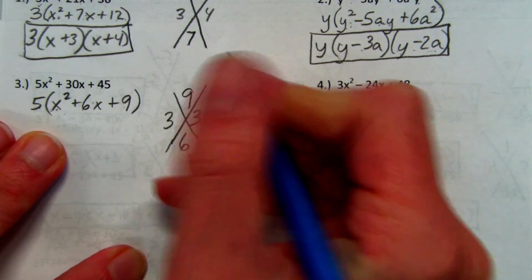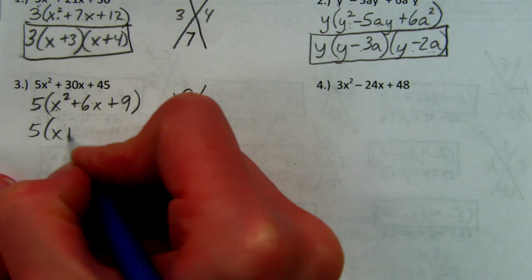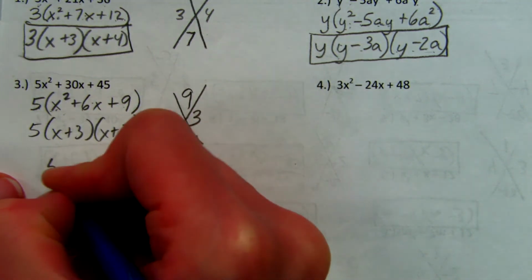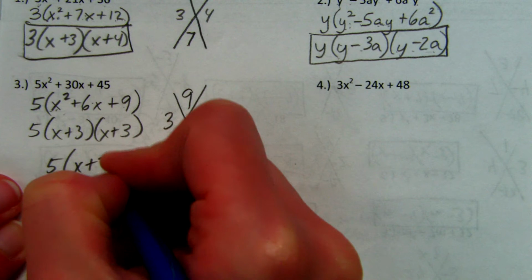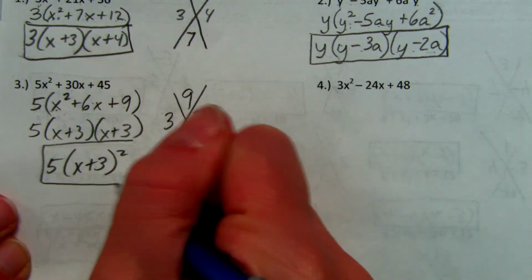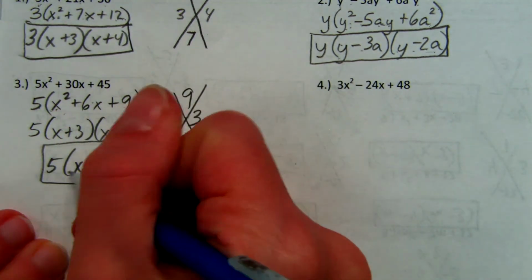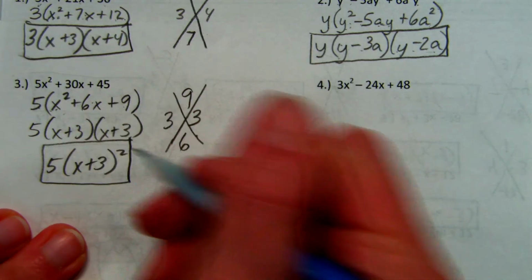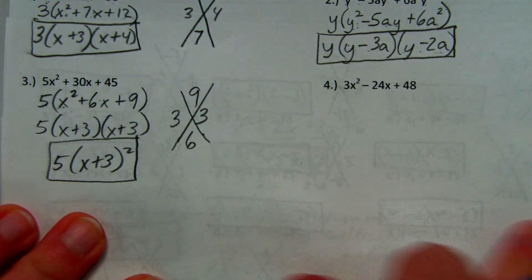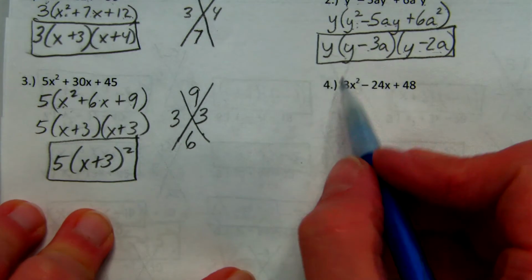So 3 and 3. So I'm going to have x plus 3, x plus 3. And when you get 2 of them, it's customary just to write it x plus 3 squared. You could even skip that step and just do this because it is shorter and faster. And this is a skill that you're going to use to do other things later. All right, so let's take a look at number 4.